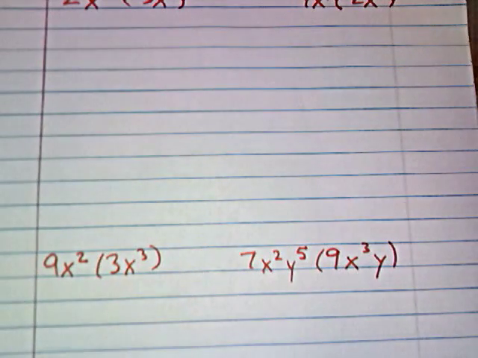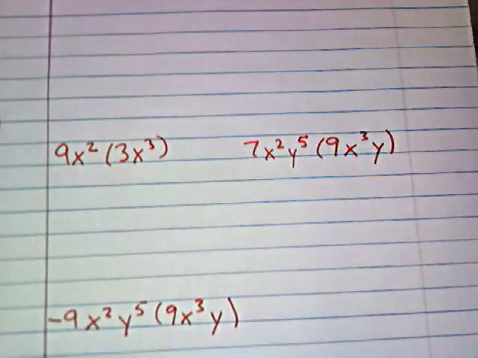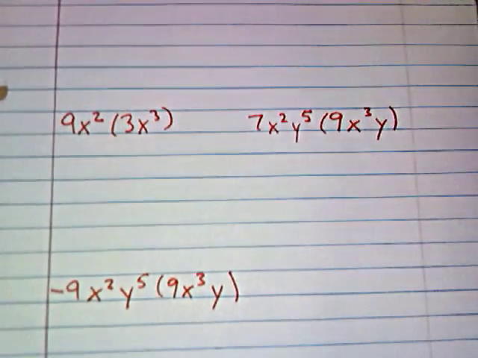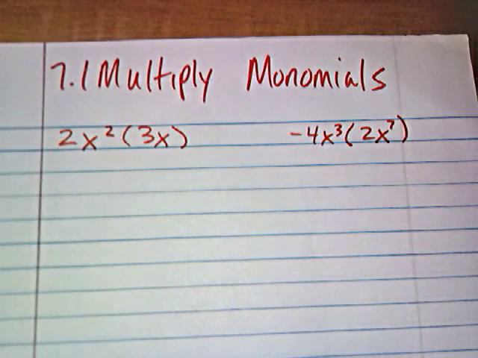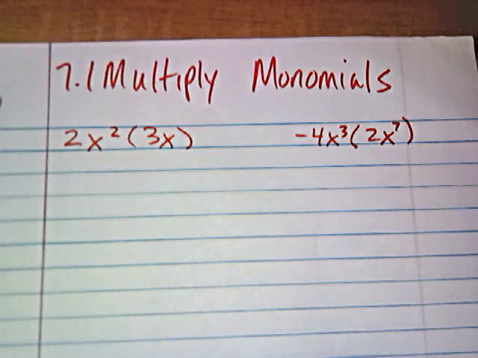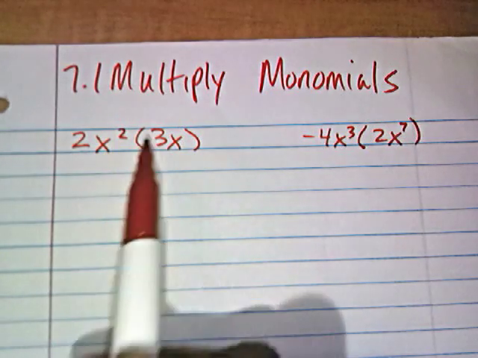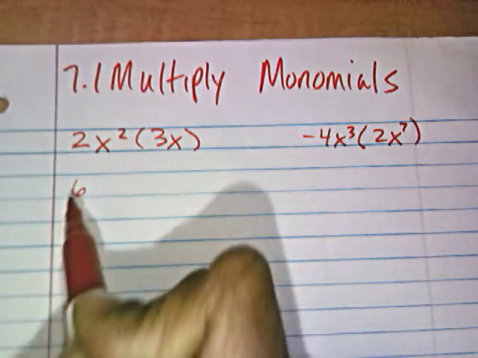Okay, that's the next set. And then there's the last one. Okay, let's just go over these. First, we look and we multiply our coefficients, which are our numbers. So that's 2 times 3, which is 6.